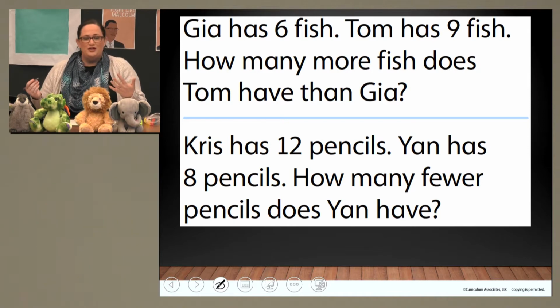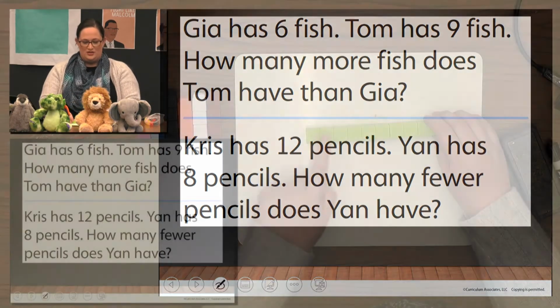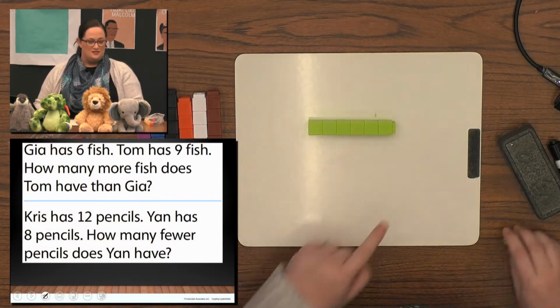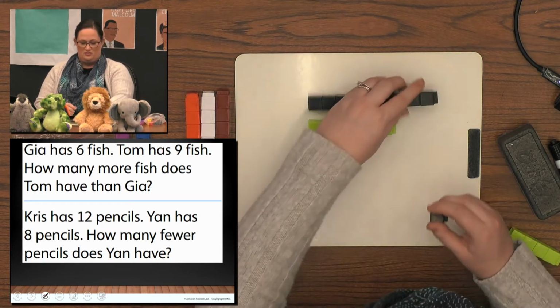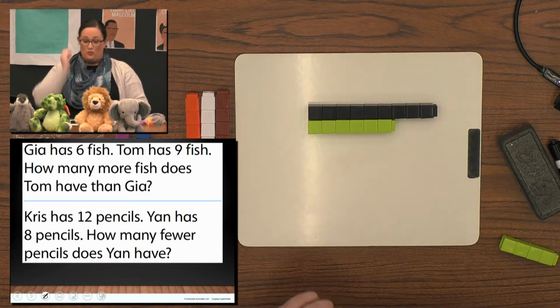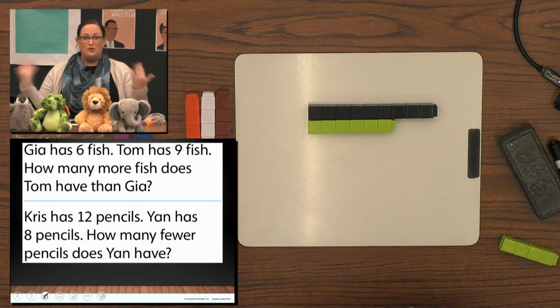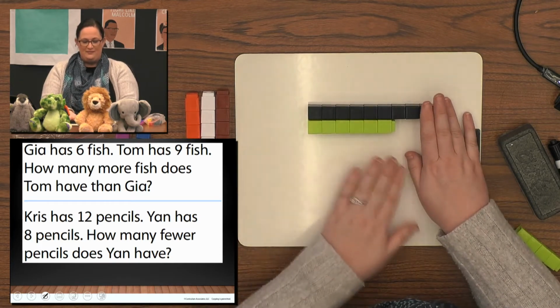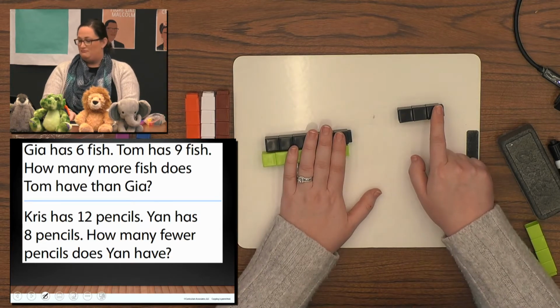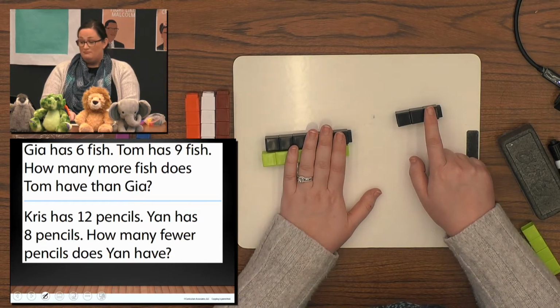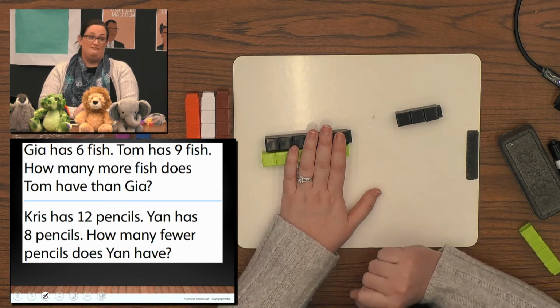But before we begin, we're gonna do some problems. Gia has 6 fish, Tom has 9 fish. How many more fish does Tom have than Gia? Can you show my whiteboard, Mr. Kevin? Gia has 6 fish, 1, 2, 3, 4, 5, 6. Tom has 9 fish. How many more or how many less? I take the parts that are the same, and I line them up, and then I count the part that's different. 1, 2, 3. Tom has 3 more fish than Gia.